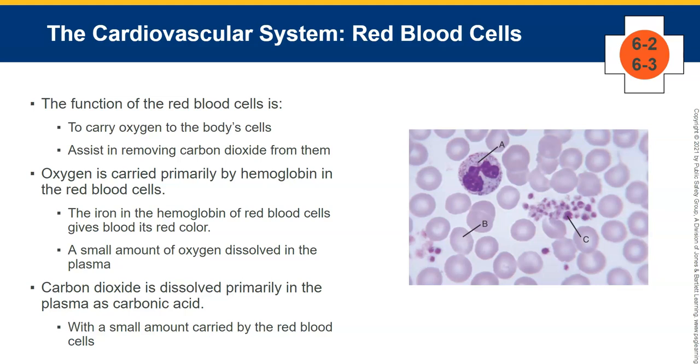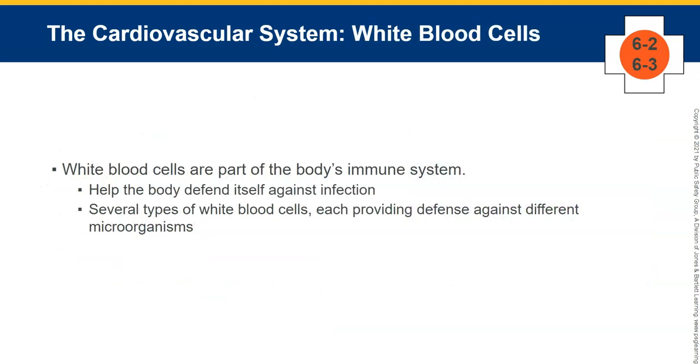Oxygen is carried primarily by the hemoglobin in those red blood cells, and it's the iron in the hemoglobin of red blood cells that gives blood its red color. Carbon dioxide, on the other hand, is dissolved primarily in the plasma and is generally in the form of carbonic acid. Now, what do white blood cells do? White blood cells are part of the body's immune system. They help the body defend itself against types of infection, and there are other types of white blood cells that exist throughout the body.